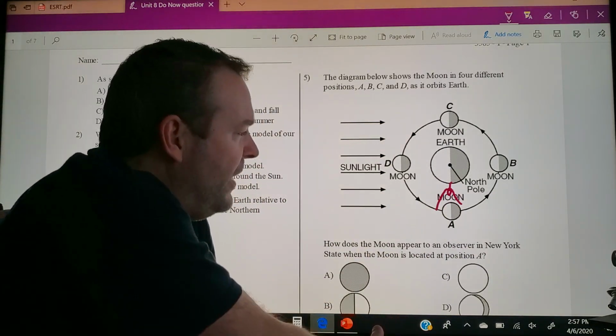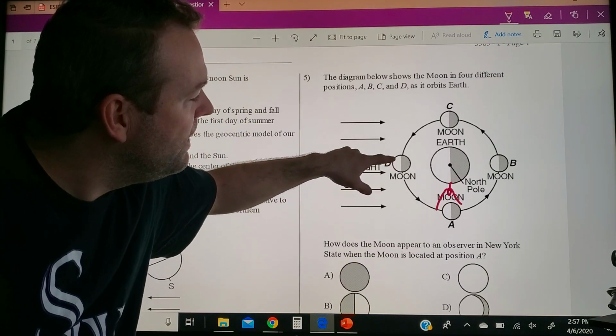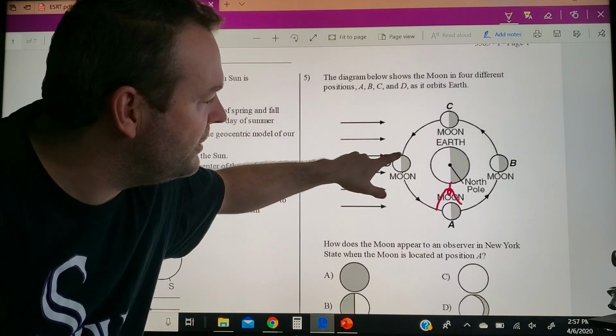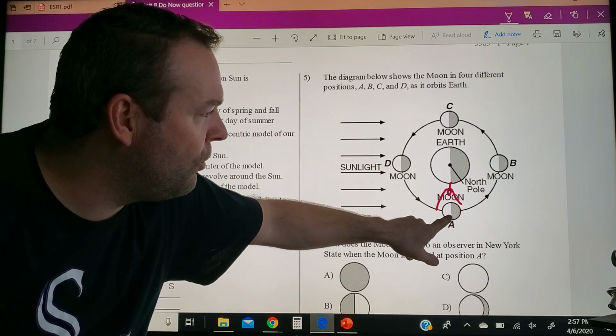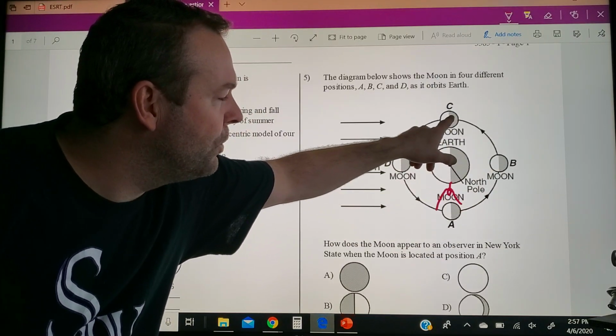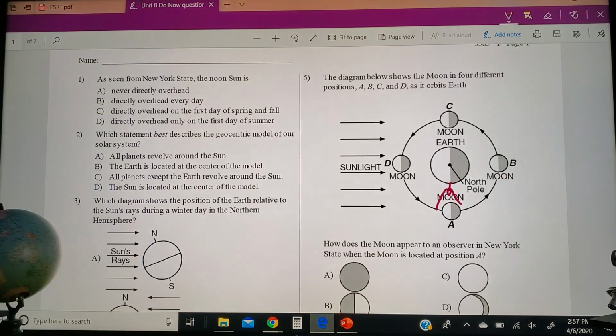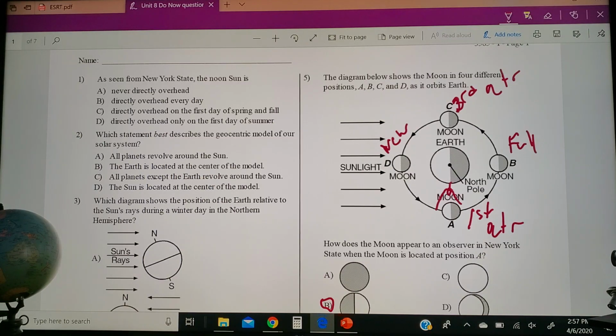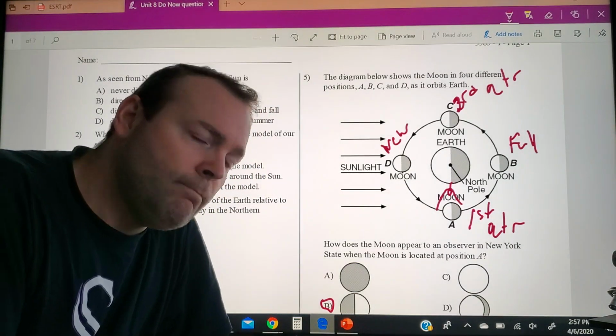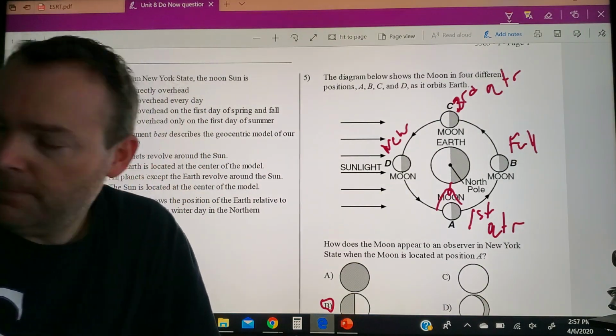And if you're talking about phases, well, this is the new phase. That's got to be one of your quarters, right? So new, first quarter, full, third quarter, back to a new. So let's label that right away. This is our new. This is our full. This is our first quarter. And this is our third quarter. And we're going on choice B there. All right? Let's keep going.